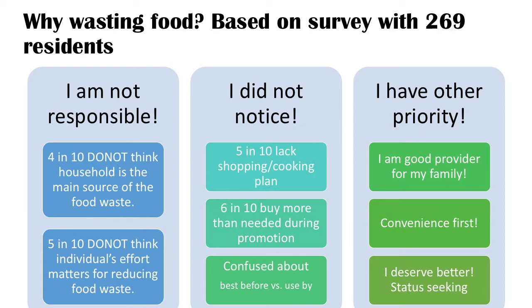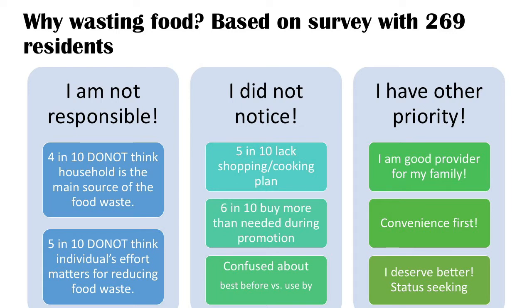So the next reason is people comment that other things are more important. For example, some of them said, I'm a good provider for my family, I have to give the best food to my family. So any ugly fruits, I have to throw away. Anything that I think will expire soon is not good. It may hurt my family's health, so I'm going to throw it away.